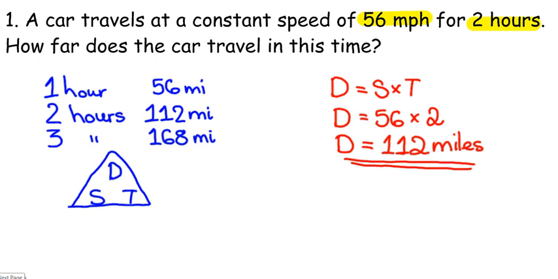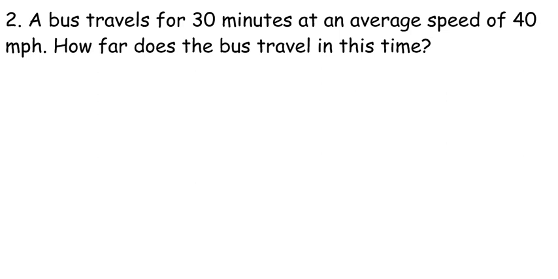Okay, let's look at another slightly less straightforward example. And this time we have a bus that's travelling for 30 minutes. I'll come back to that in a minute. Its average speed is 40 miles per hour. How far does it travel in this time? We can't just multiply 40 and 30 and find out that in 30 minutes the bus has apparently travelled 1,200 miles. It's not as simple as that.